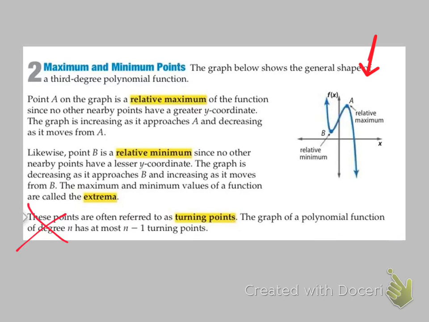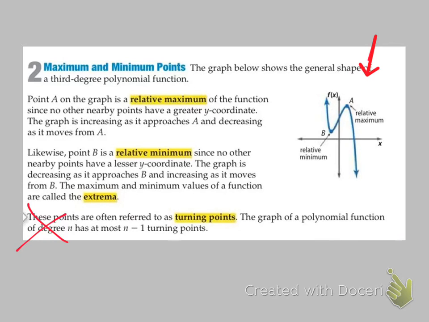Now, your relative maximums and your relative minimums as a collective group are called extrema. That's what that bottom sentence says. The maximum and minimum values of a function are called the extrema. As a collective group, maxes and mins together, they are extrema. Individually, they are the high points and the low points of the loops of your graph. Obviously, max goes with the high ones, min goes with the low ones.